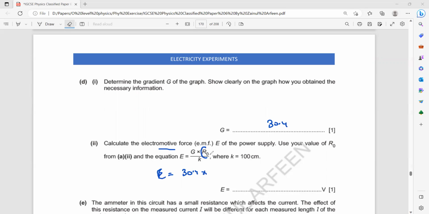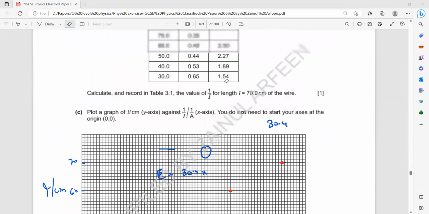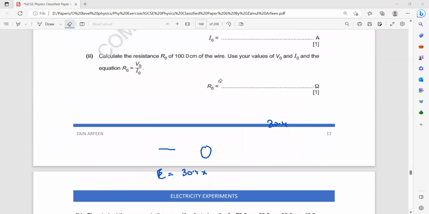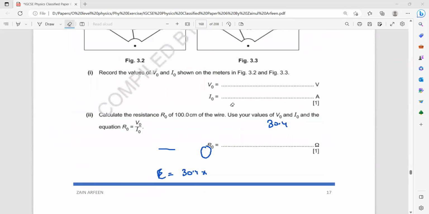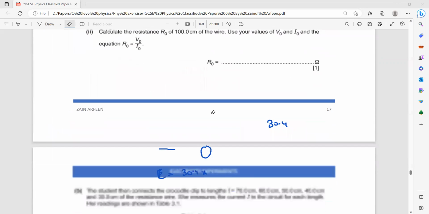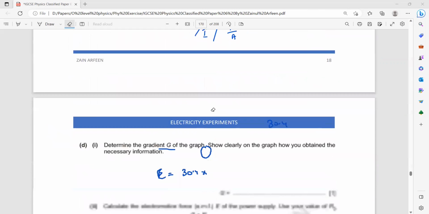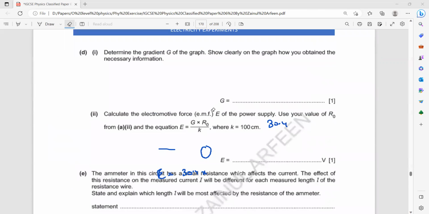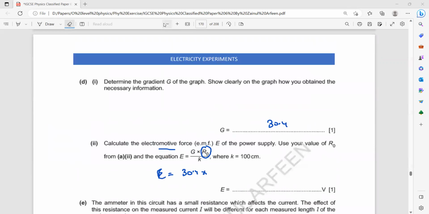If you don't find what R naught is, go through the question again and check where they write R naught. You can see it is written here. And what was the value of R naught when we calculated? It was 8.1, when we divided the voltage by the current. So the value of R naught is 8.1. And what about the value of K? The value of K is 100. So what's the answer? 30.4 times 8.1 divided by 100.